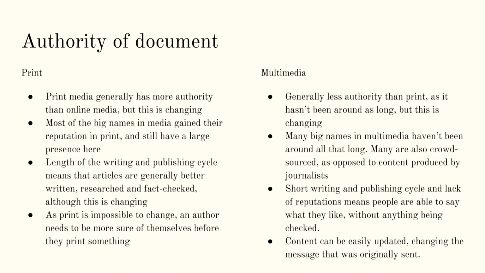The length of the writing and publishing cycle means that articles are generally better written, researched, and fact-checked, although this is changing as well. Recently, with newspapers' declining popularity, they have reduced the amount of journalists they have, and so the amount of time they have to edit and fact-check articles is being reduced, and therefore the quality of the articles is being reduced as well. And as print is impossible to change, an author needs to be more sure of themselves before they print something. So that also affects the authority of the document as well.